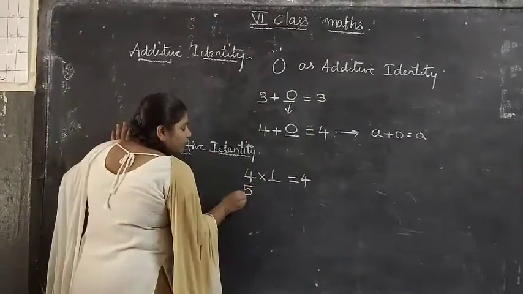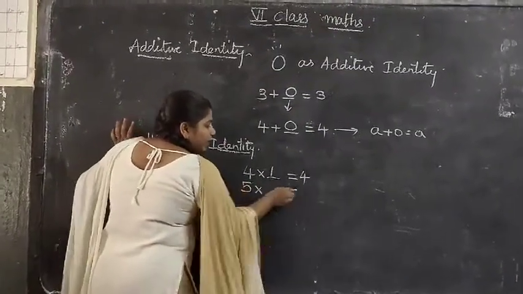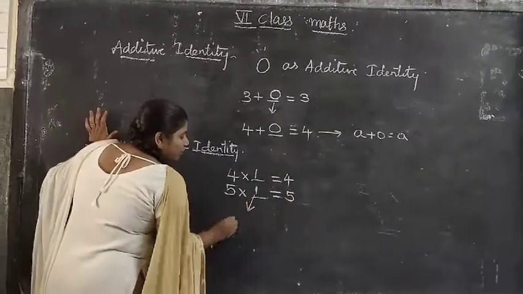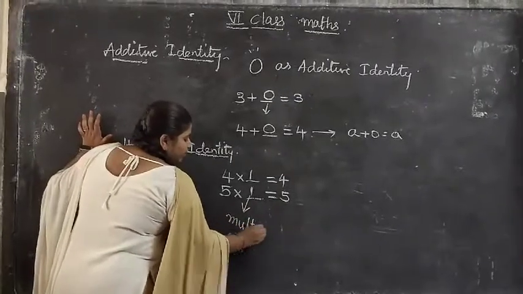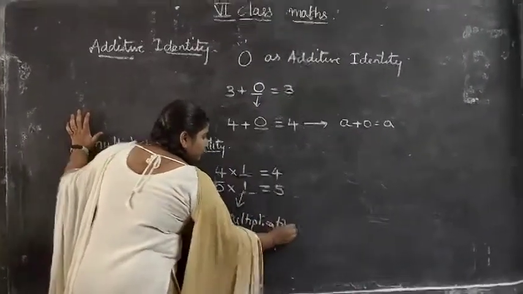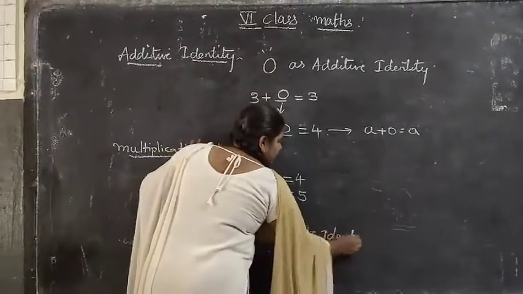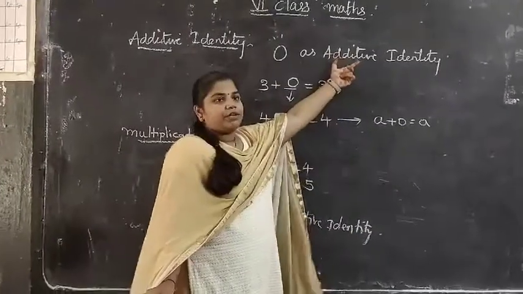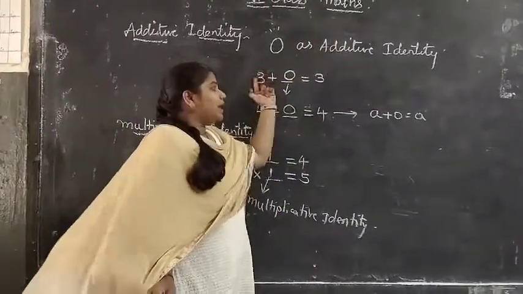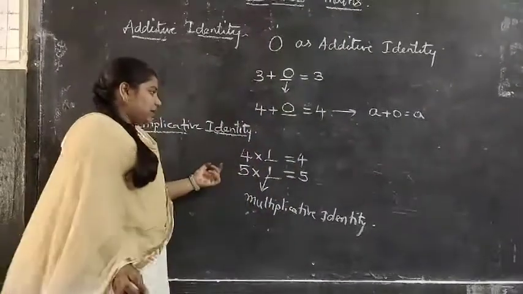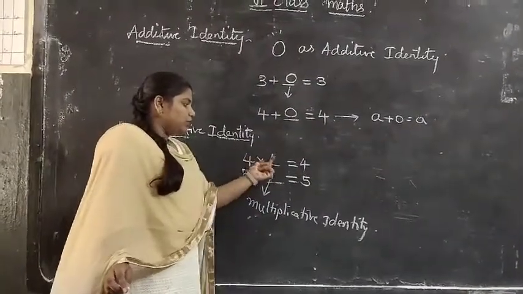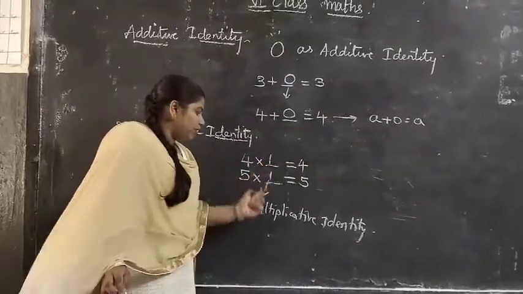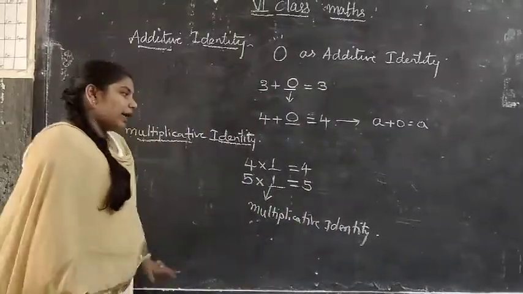In the same way, for 5, how much will you multiply to get 5 again? 1. So this 1 we will call the multiplicative identity. So 1 is called the multiplicative identity and 0 is called the additive identity, because if you add 0 to any number, the result will be the same number. In the same way, for 4, how much will you multiply to get 4? That will be 1. 4 ones are 4. So this 1 we will call the multiplicative identity.